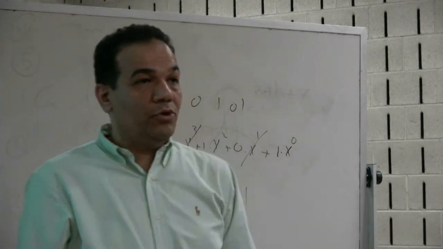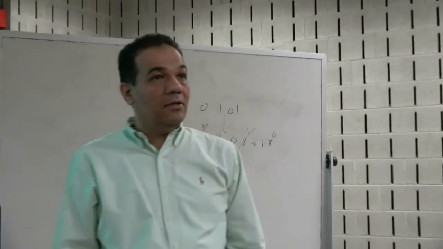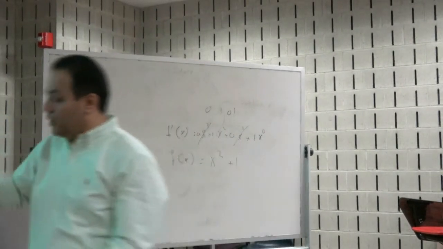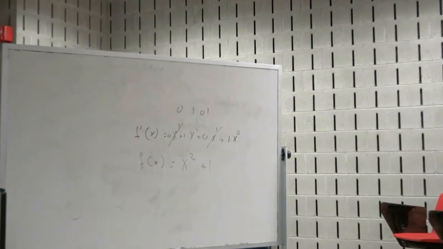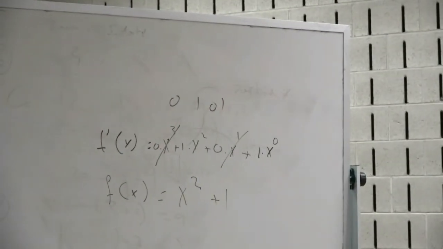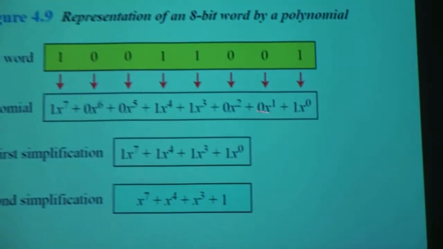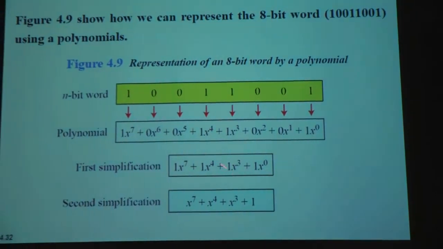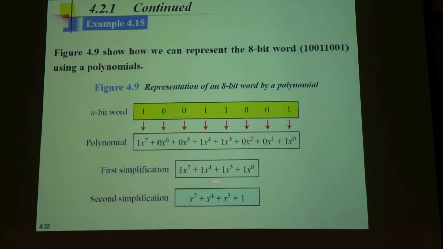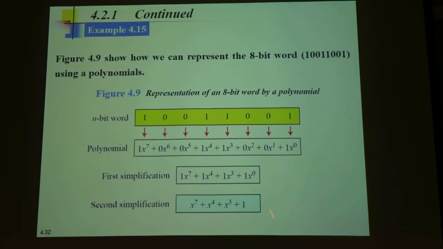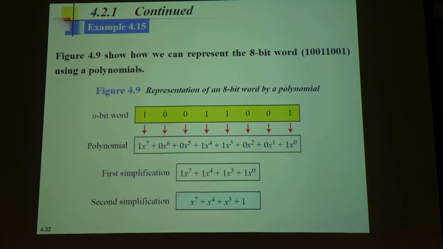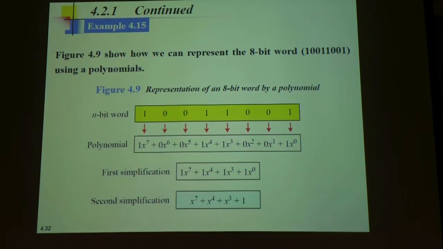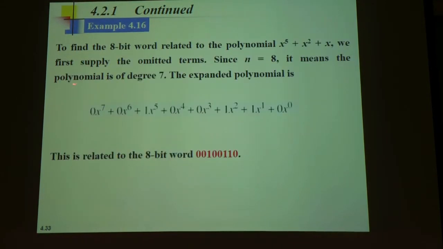So how can we represent a binary string as a polynomial? The same thing we did in here, exactly what I did. So these are the strings, these are the bits. I converted them to a polynomial, so I could write this as a polynomial this way. Clear so far? Good. Alright, to find the 8-bit word related to a polynomial, now the reverse process.